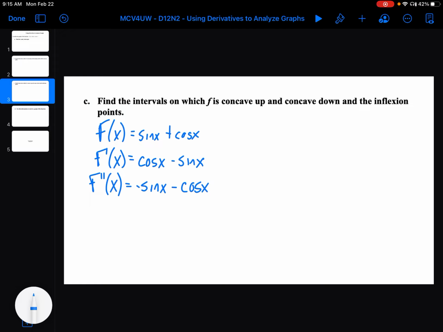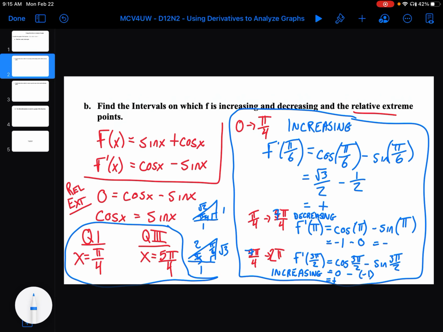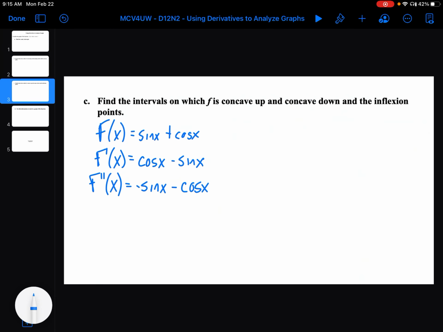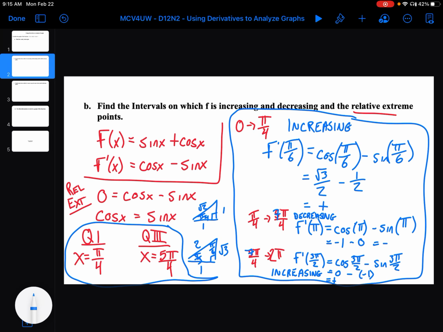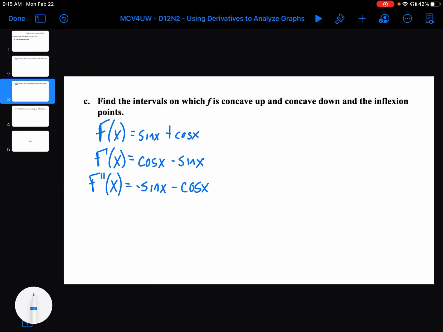All we have to do here is find out at our relative extrema. So we're going to check pi by 4 and 5 pi by 4. Actually, I don't know why I put those 7 pi's. Those are 5 pi by 4. The 7 in was our zeros.